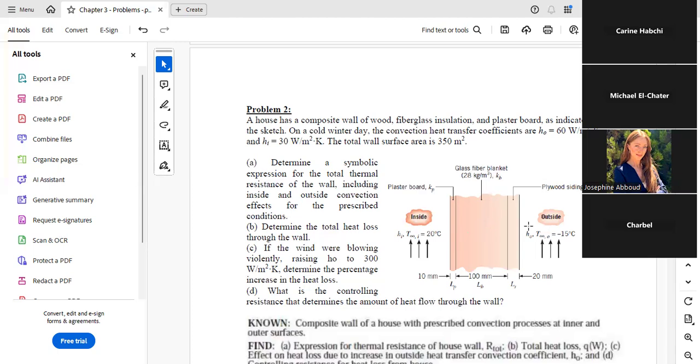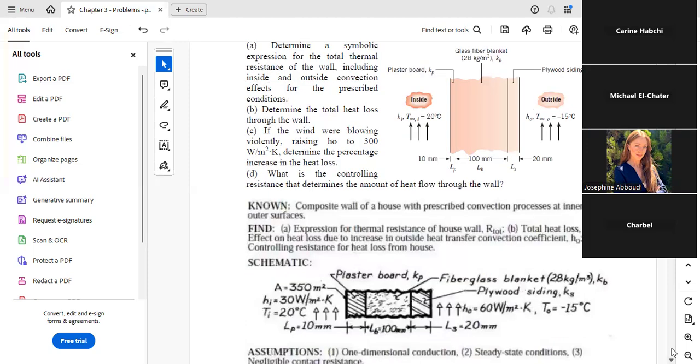So even if the wind blows in a very violent way, the increase in heat loss will not be very high. And this is the importance of insulation, because it allows us to reduce the effect of the outer climate. We can see this in this problem. Let us compare the values together.